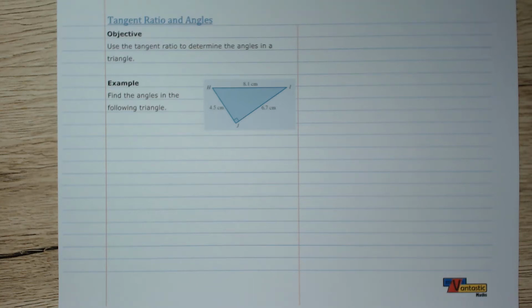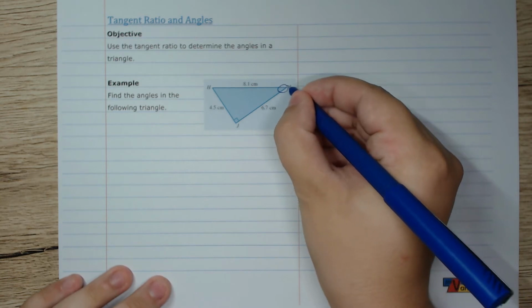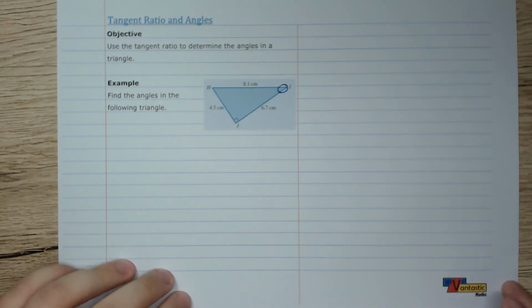Hi, this is Mr. V, and in this video we're going to use the tangent ratio to find angles in a right angle triangle. Alright, let's suppose we're looking at this angle right here. We'll call it angle I.